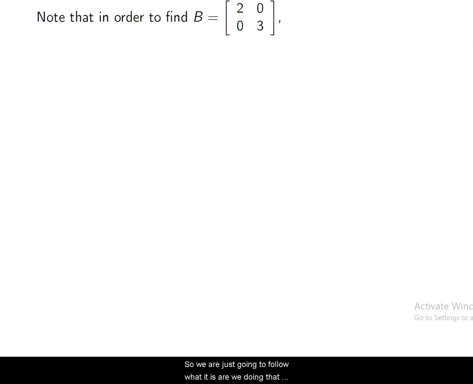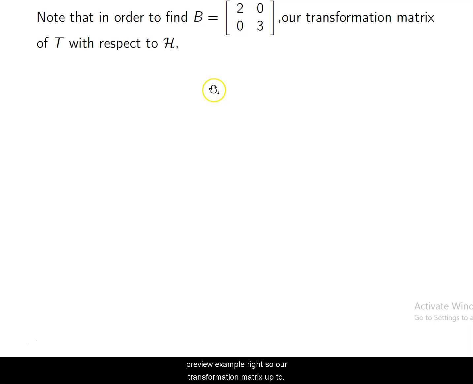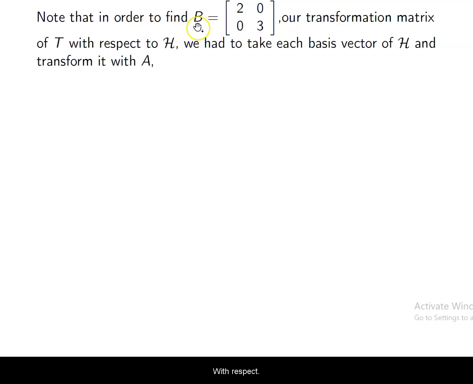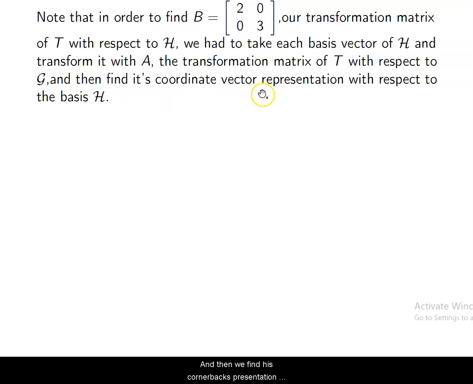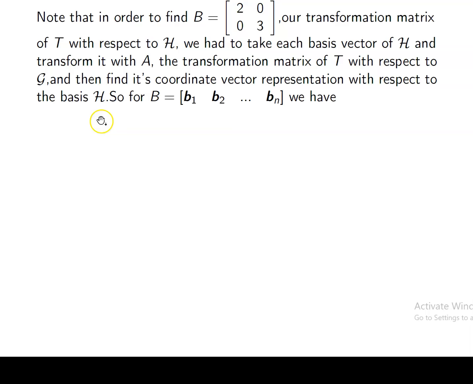So we are just going to follow what we did in that previous example. Our transformation matrix of T with respect to H, which is what B is. So we had to take each basis vector of H and transform it with A. Now, in order to do that, I have to write that vector in terms of the basis that that transformation matrix is in, which is G. So the transformation matrix of T with respect to G, which is what A is. And then we find its coordinate vector representation with respect to the basis H, because I need B to be a transformation matrix with respect to H.